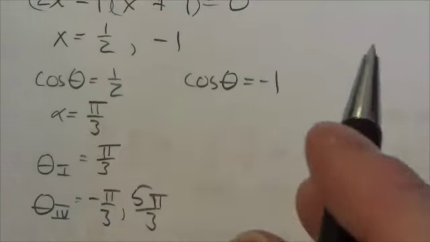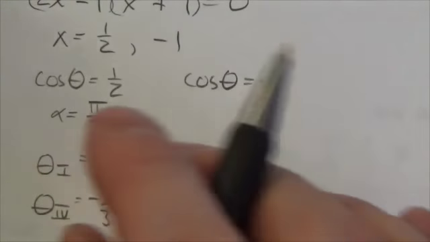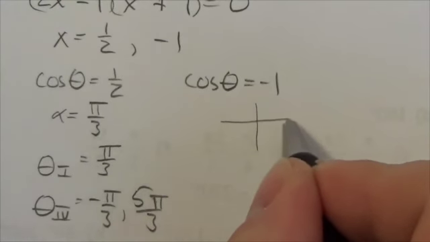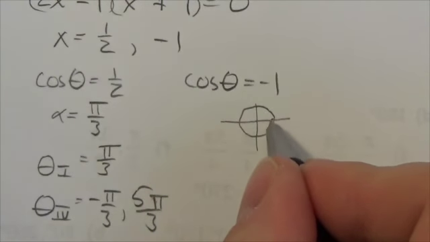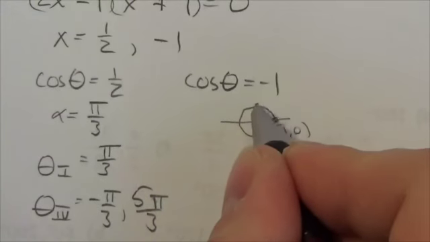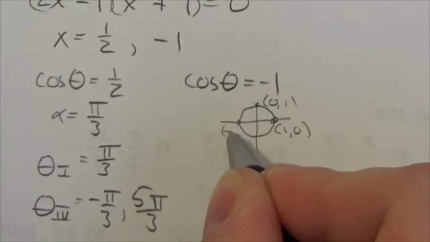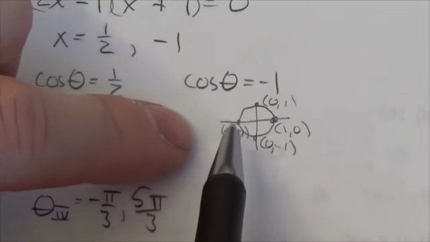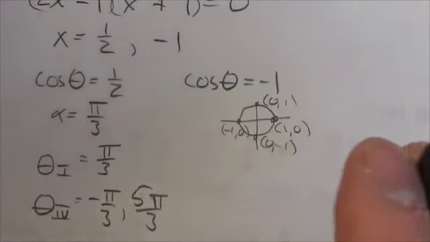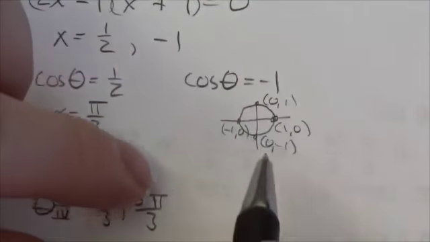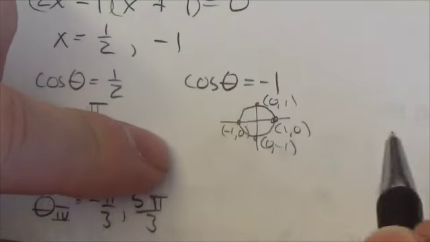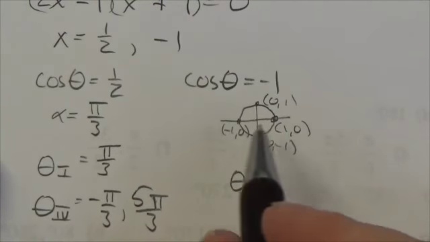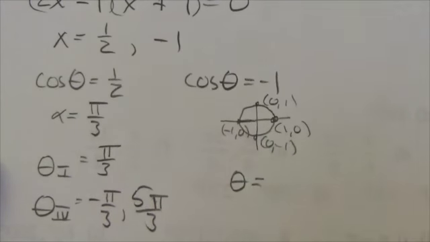I know we've mentioned this before: as soon as you see sine or cosine going to -1, 0, or 1, really what I want to do is have a quick look at my unit circle. 1, 0, 0, 1, -1, 0, 0, -1. Remember that cosine is associated with the x coordinate, so what I'm interested in is what point here has an x value of -1. In this case, the only answer that fits that is when I'm on the negative x-axis.